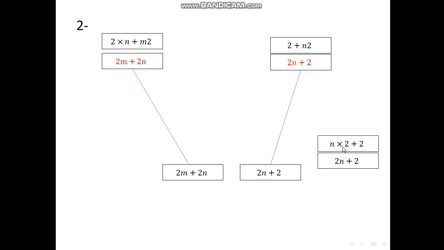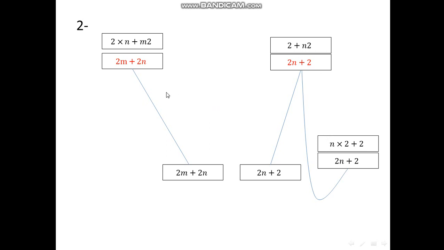This one also has a multiplication sign. Take it out, it's going to be n2, but it has to be 2n because the number comes first, then the letter, and plus 2 comes after. So this has two matches, this one and this one. You have 2n plus 2 in two places. So you draw a line from this box to this one, and so on.